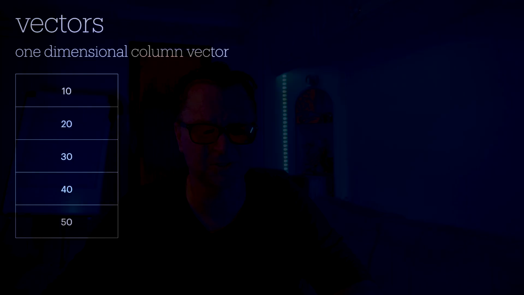So far we've seen a one-dimensional row vector, but actually I can do a column vector as well. So rather than it essentially being an array of 10, 20, 30, 40, 50 across as a row, I'm going to do this as a column here. So 10, 20, 30, 40, 50 is now the column.